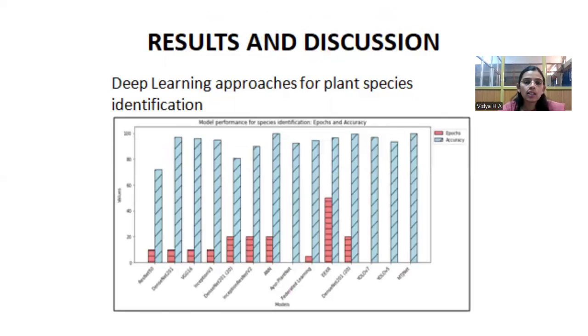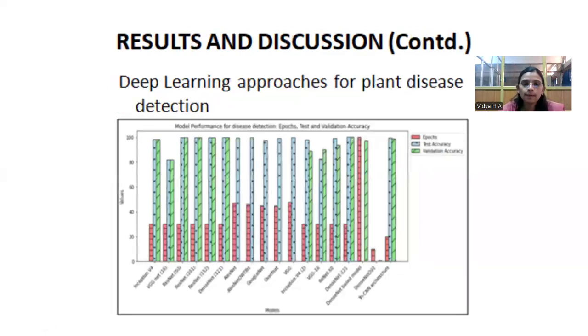And this slide gives the results and discussion. This figure shows the model performance for medicinal plant species identification. Here we can see two bars, one in red color and another one in blue color. The blue bar indicates the accuracy of the model, and the red bar indicates the number of epochs taken to train the model. And here the models plotted include ResNet, DenseNet, VGG, Inception V3, ANN, YOLO V5, MTGNet, and many others. Among these, DenseNet and MTGNet show good performance.